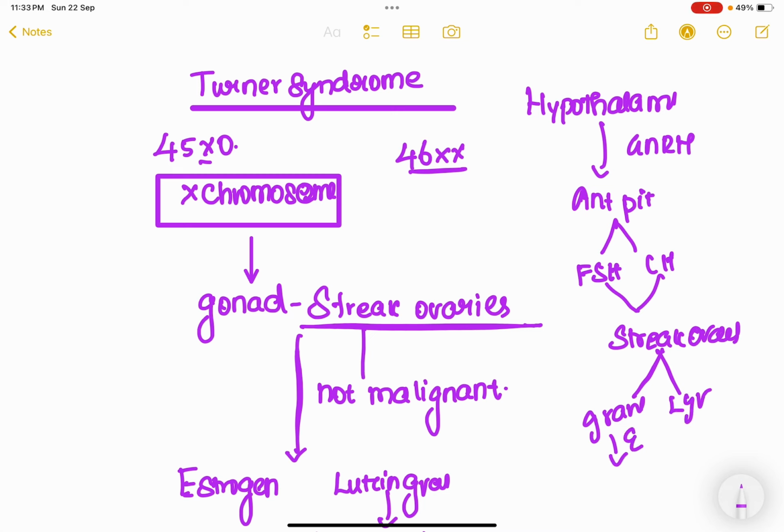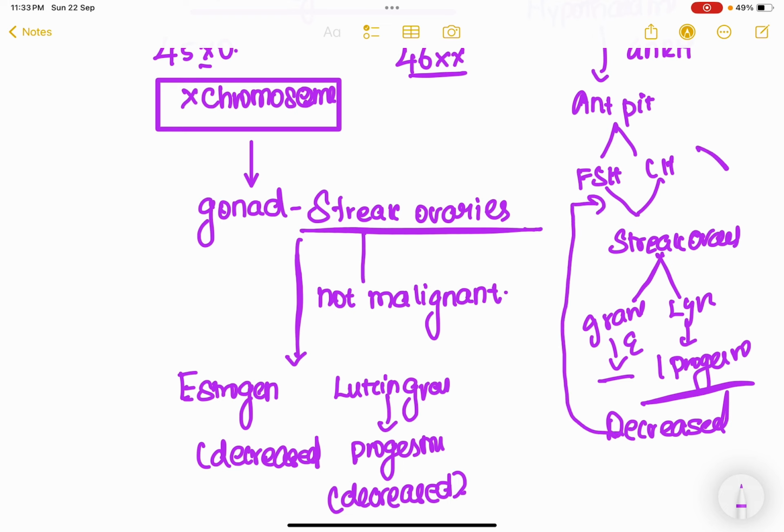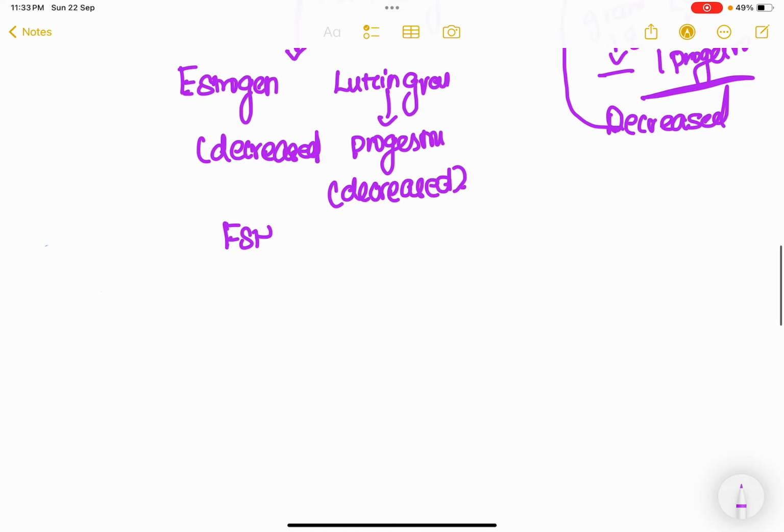From the luteinized granulosa cells, there is going to be decreased progesterone. Is that clear? Yes, we all know that estrogen has a negative feedback on FSH. Progesterone has a negative feedback on FSH and LH when present in low concentration. So this negative feedback is going to get lost, since the estrogen and progesterone itself is very decreased. Therefore the negative feedback it has on FSH and LH is also lost, so the levels of FSH and LH are going to increase in such females.